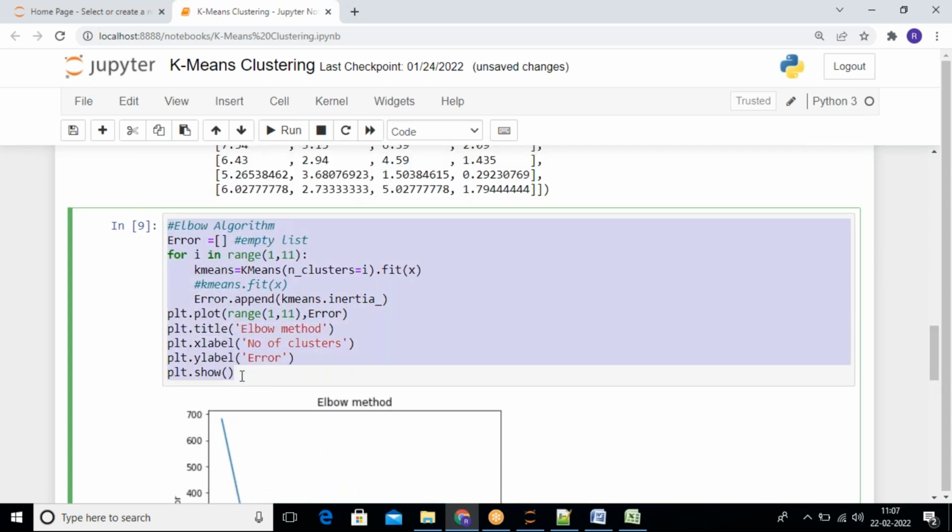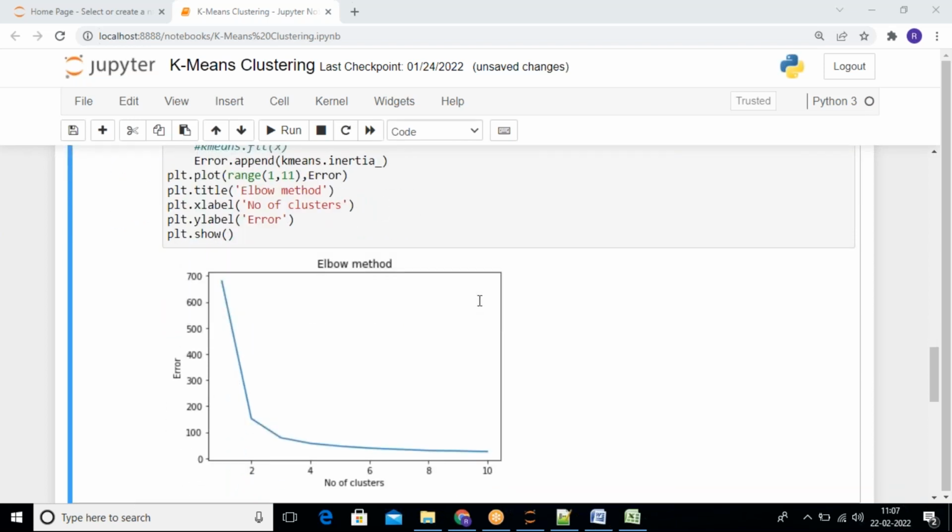See, this one is very easy, isn't it? Just have a look and tell me, any doubt with the code? No doubt with the code. Okay, very good. Now I get a graph something like this. Now you tell me where we have the elbow.